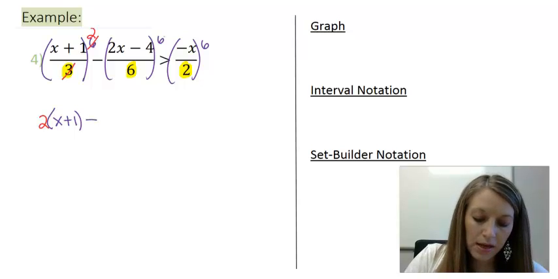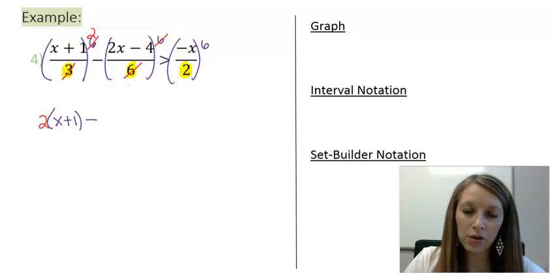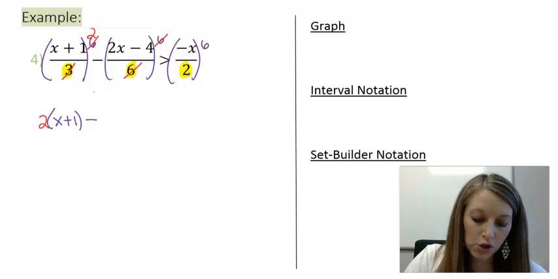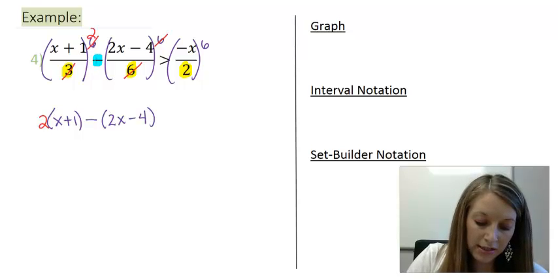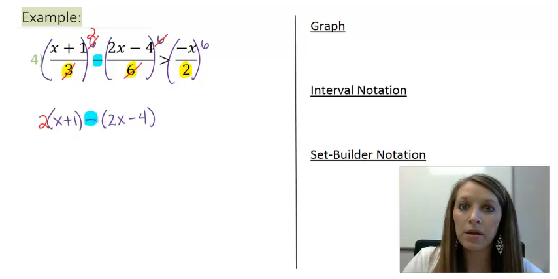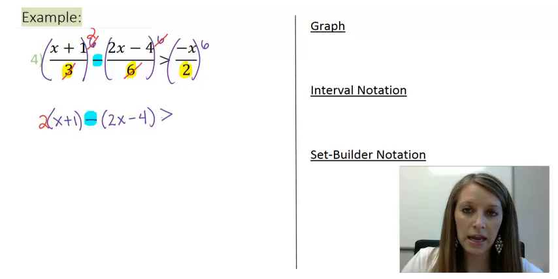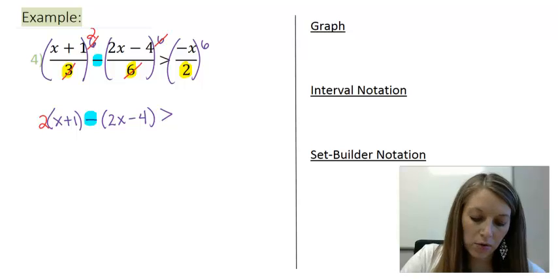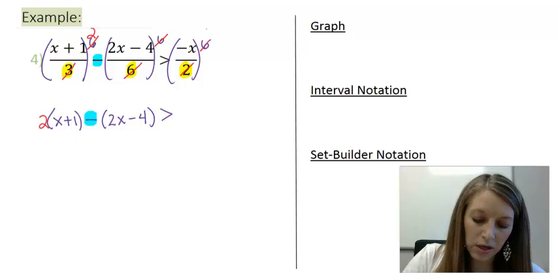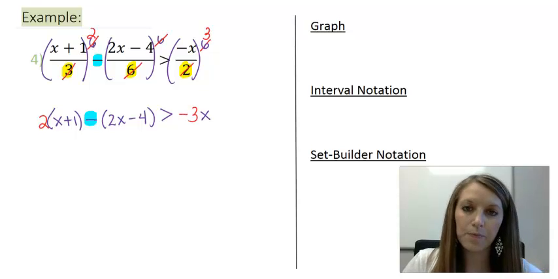minus 6 divided by 6 entirely cancels out, but I do need to distribute this negative here through this 2x minus 4. So do not forget to distribute the negative. That is probably the biggest mistake I see in problems like this. And then greater than, since it was not a negative LCD. And on the right, 6 divided by 2 gives me 3. And so that leaves me with a negative 3 times x.